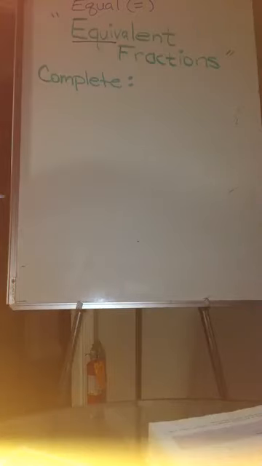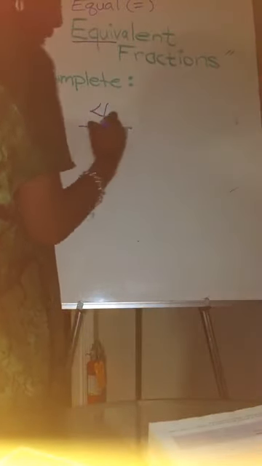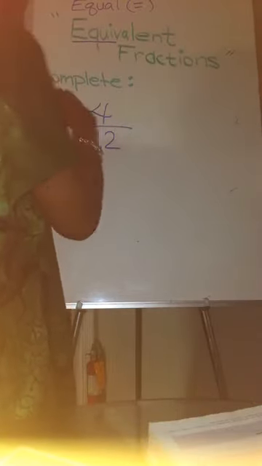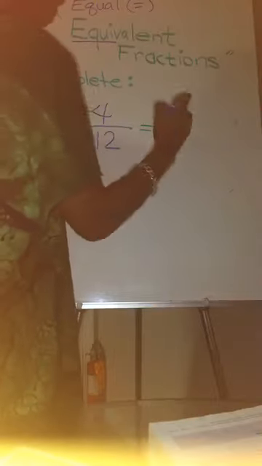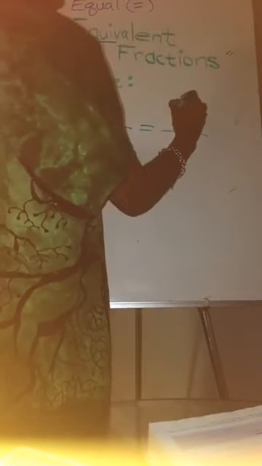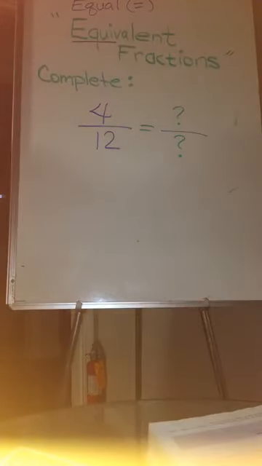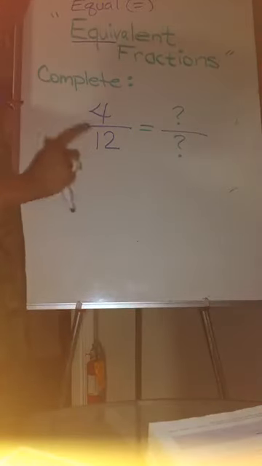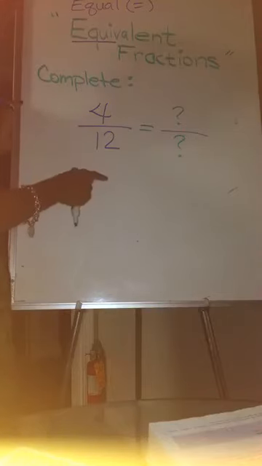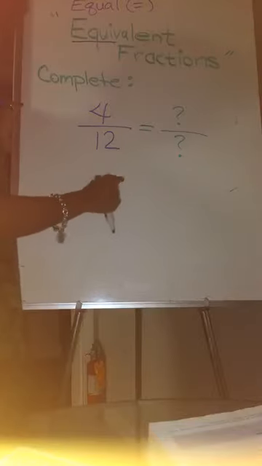All right. Let's do 4 divided by 12 equals, we don't know. So we don't know what the equivalent fraction is to this. Okay? So if you know your multiplication tables, or the factors, we can find an equivalent fraction to 4/12.